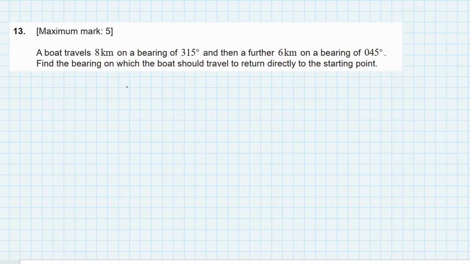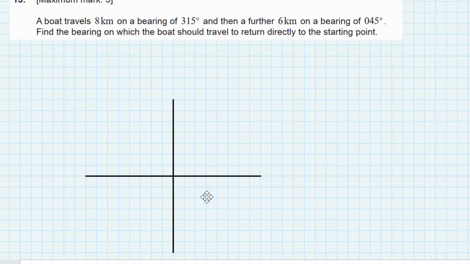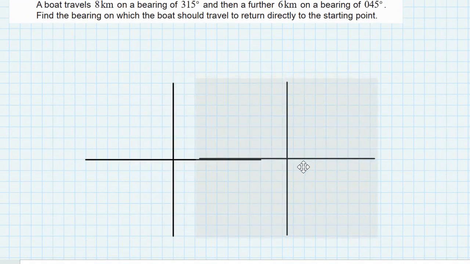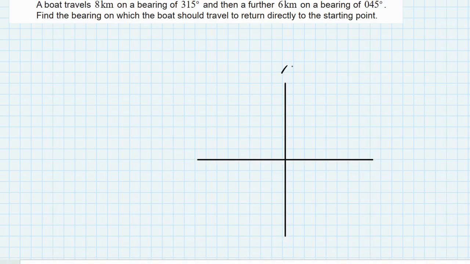Let's discuss this together. We have a boat that travels 8 kilometers on a bearing of 315, and then 6 kilometers on a bearing of 045. Find the bearing on which the boat should travel to return to the starting point. For every bearing question, always start with north, east, south, west.